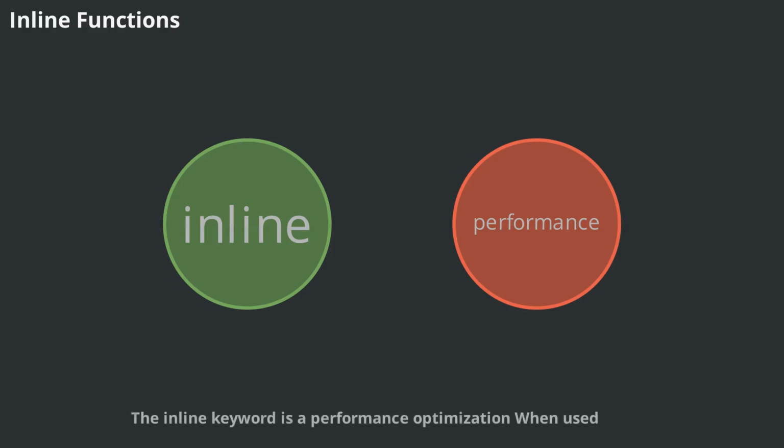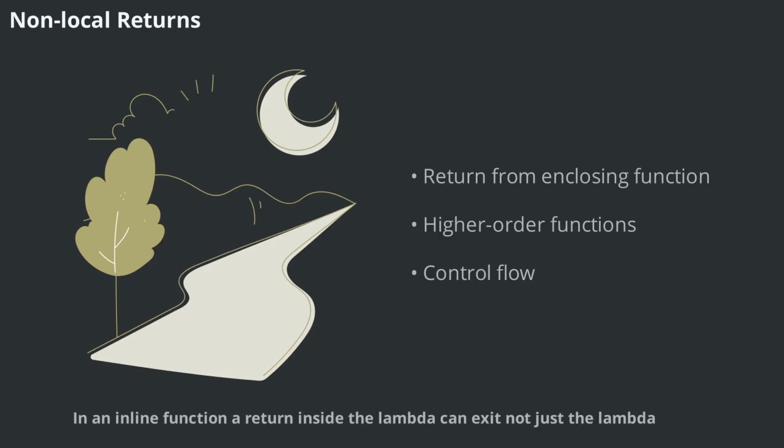The inline keyword is a performance optimization. When used, the compiler replaces calls to the function with the actual function body at the call site. This is especially useful for higher-order functions, helping you avoid creating extra function objects and enabling non-local returns. In an inline function, a return inside the lambda can exit not just the lambda, but also the enclosing function. This is called a non-local return, and it's a powerful feature for controlling flow in higher-order functions.